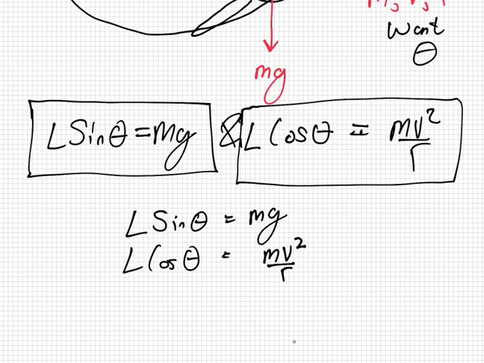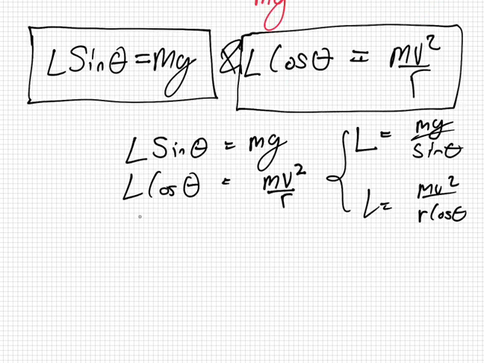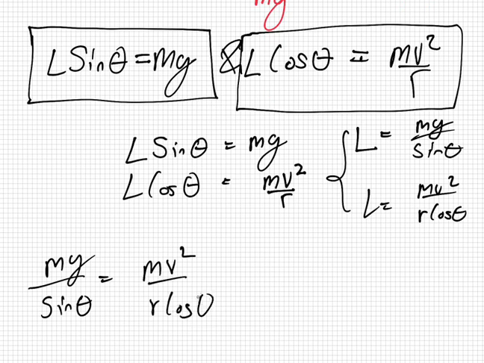So we could find L. This looks a lot like when we were doing our ladders against the wall and these types of problems. So here I should find L. What does L equal? mg over sine theta. And here, mv squared over r cos theta. So I put them together and I get mg over sine theta equals mv squared over r cos theta. So what cancels here? The m's.